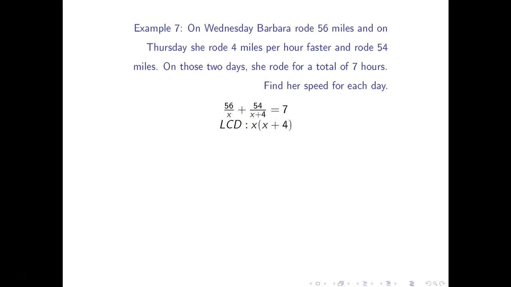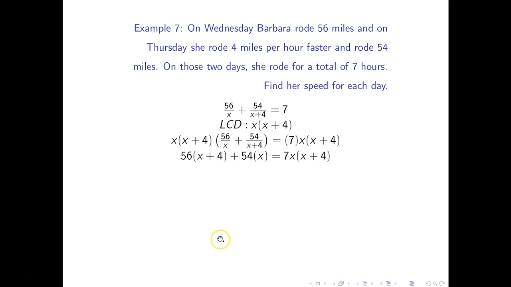Welcome back. So we multiply both sides first. If we multiply this to the first term, the x's cancel, so I get x plus 4 times 56. Multiply by the second term, the x plus 4's cancel, and I get 54x. And here's just a bunch of multiplication. Finish multiplying that out, like so. Now, we want to move everything to one side. Because remember, this is a quadratic. This has x squared. Every one of our methods has to make it equal 0.